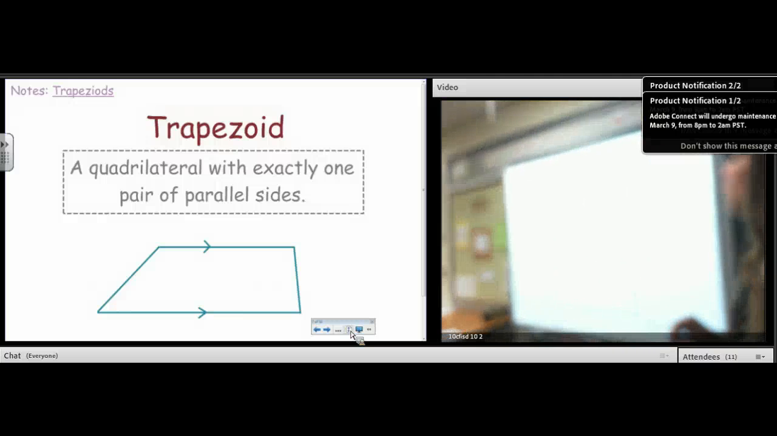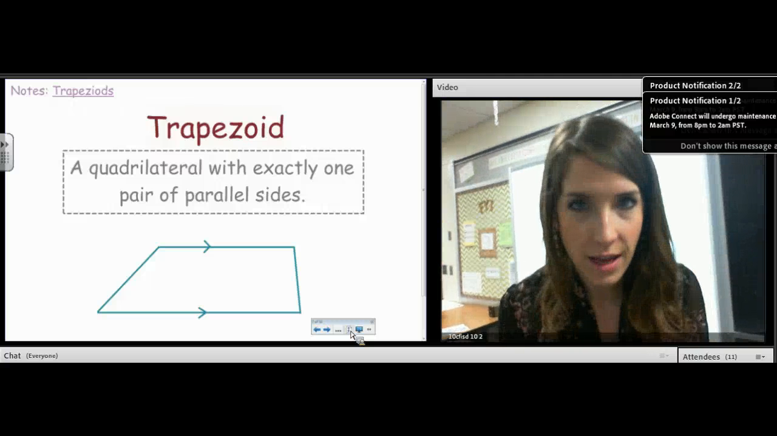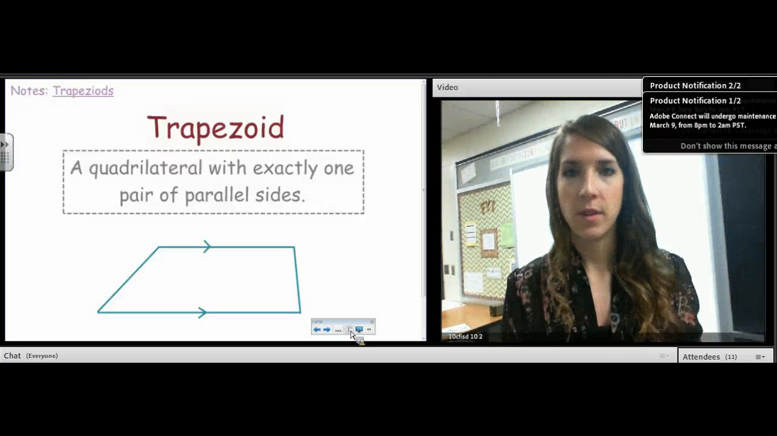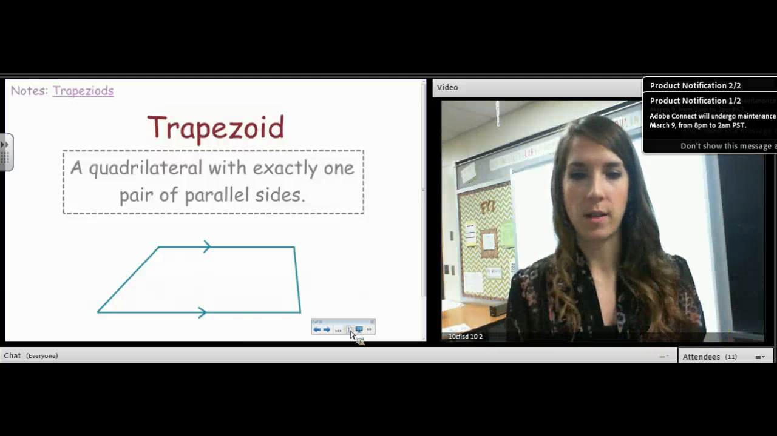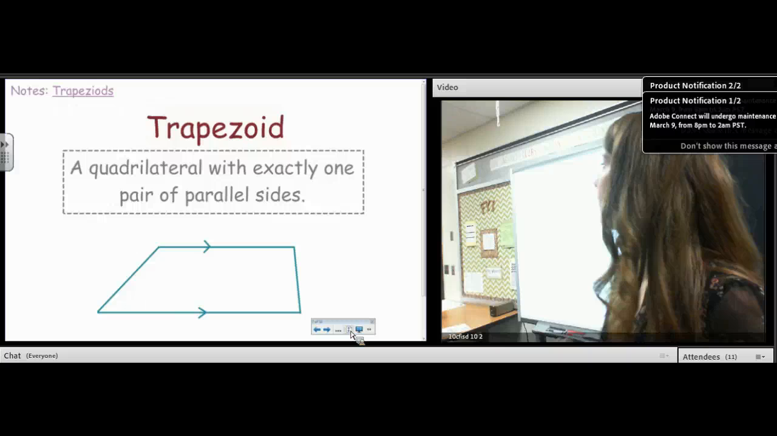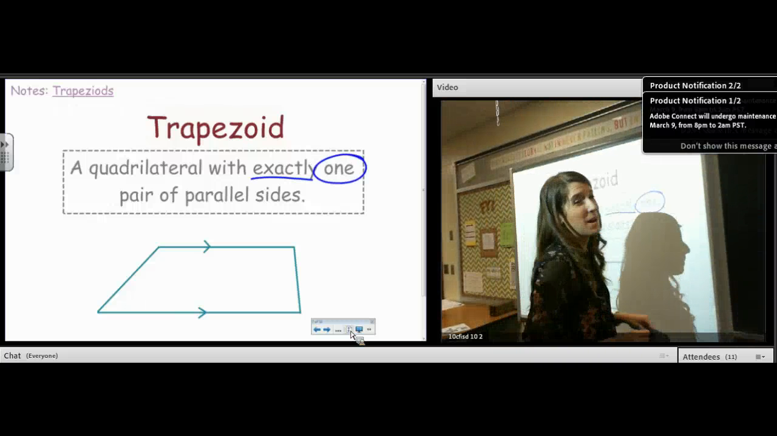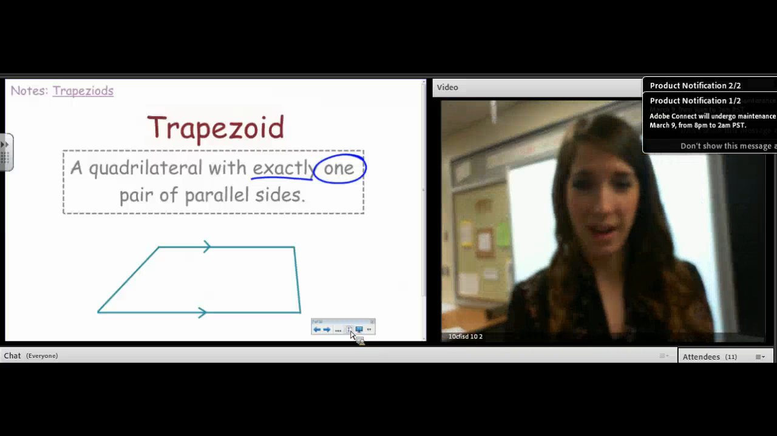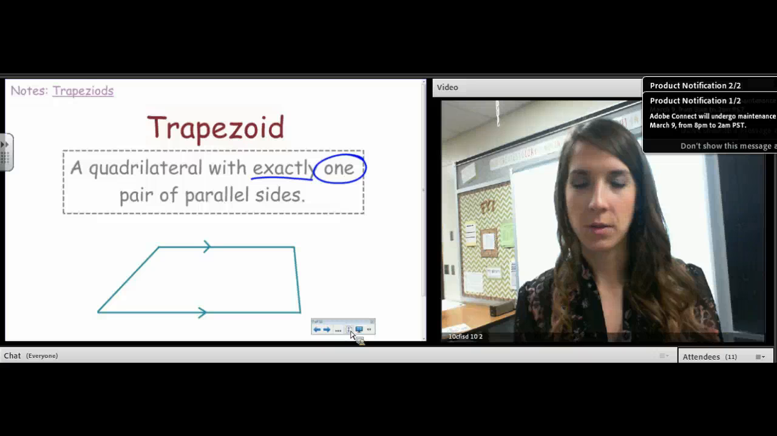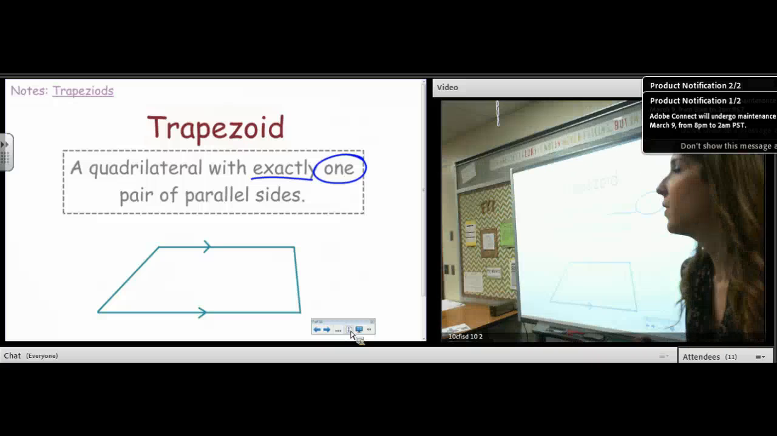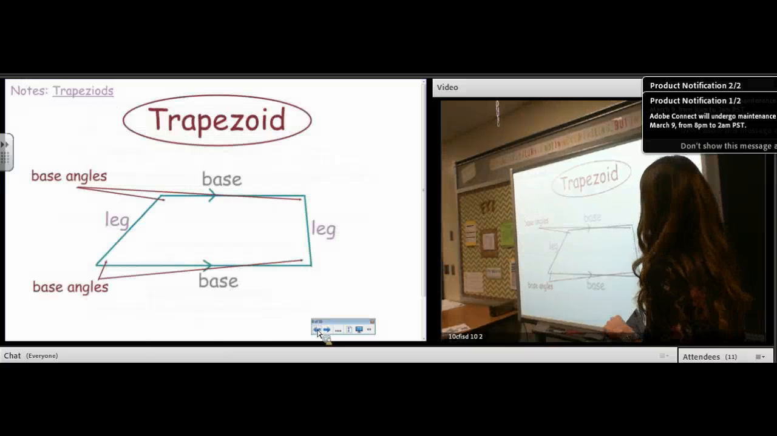By definition, a trapezoid is a quadrilateral with exactly one pair of parallel sides. So not at least one, not two, but exactly one pair of parallel sides. So far, that is different from a parallelogram because a parallelogram has two pairs of parallel sides, opposite parallel sides. So that's the definition of a trapezoid. The definition is also property number 1.